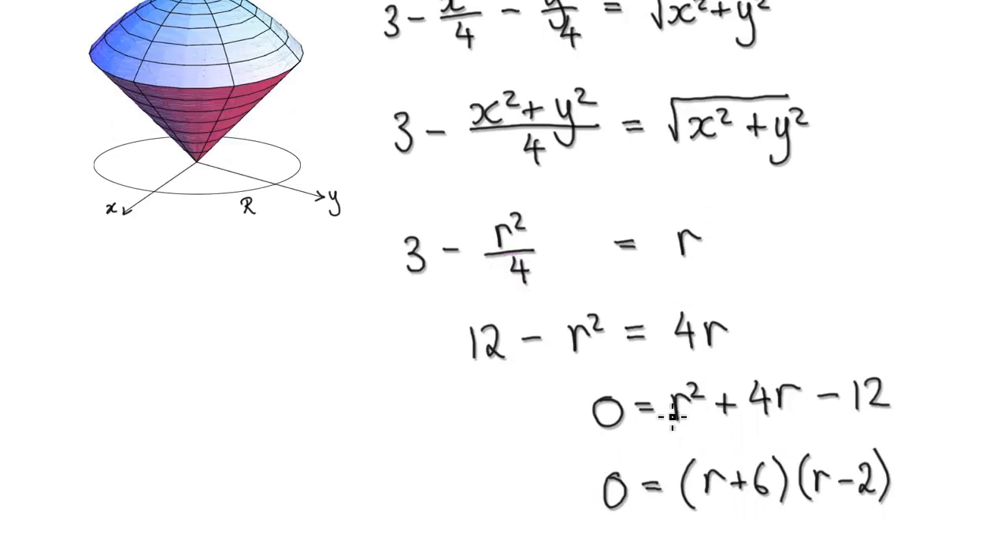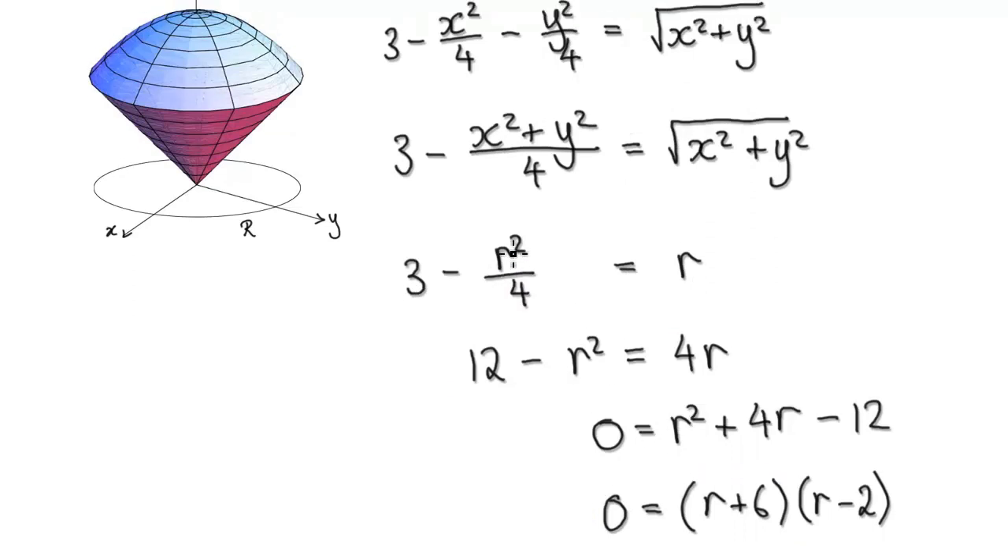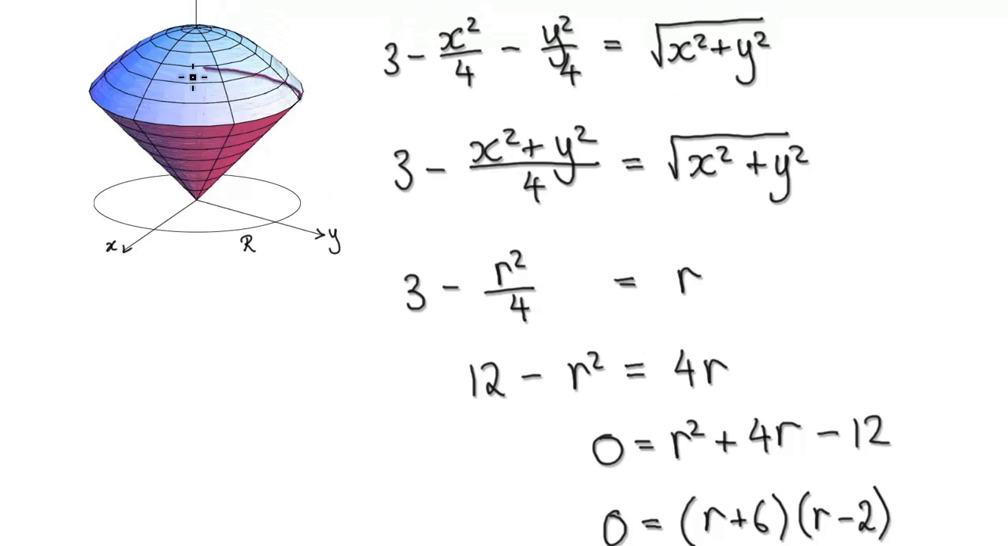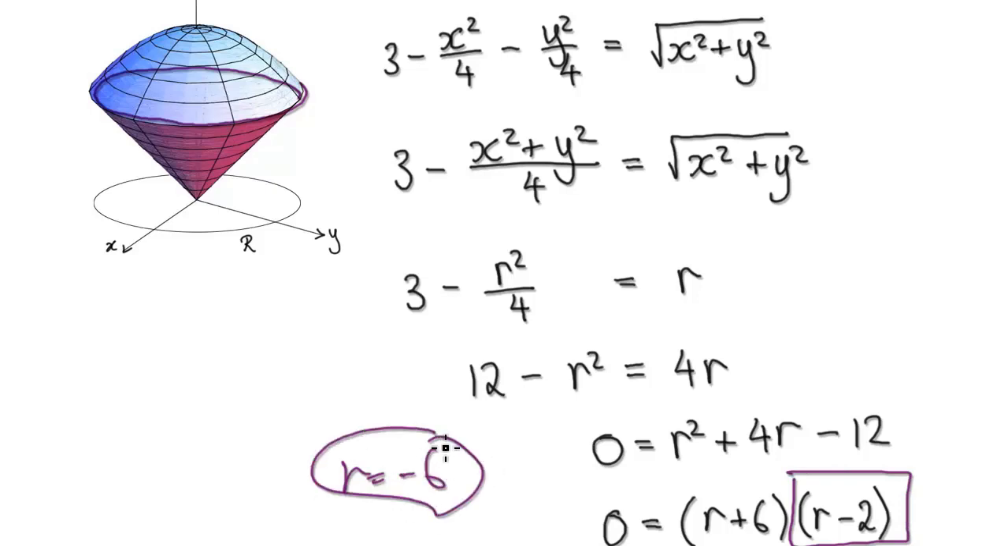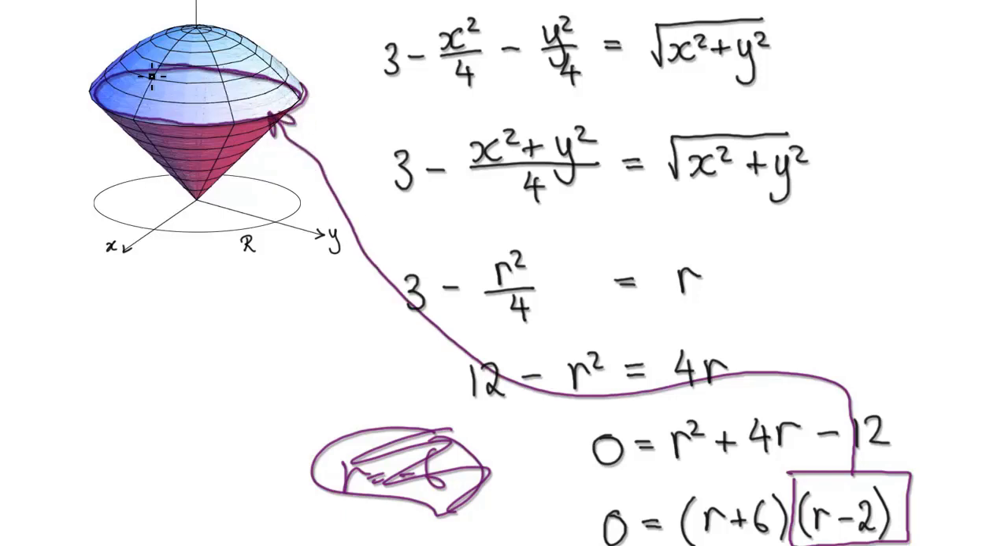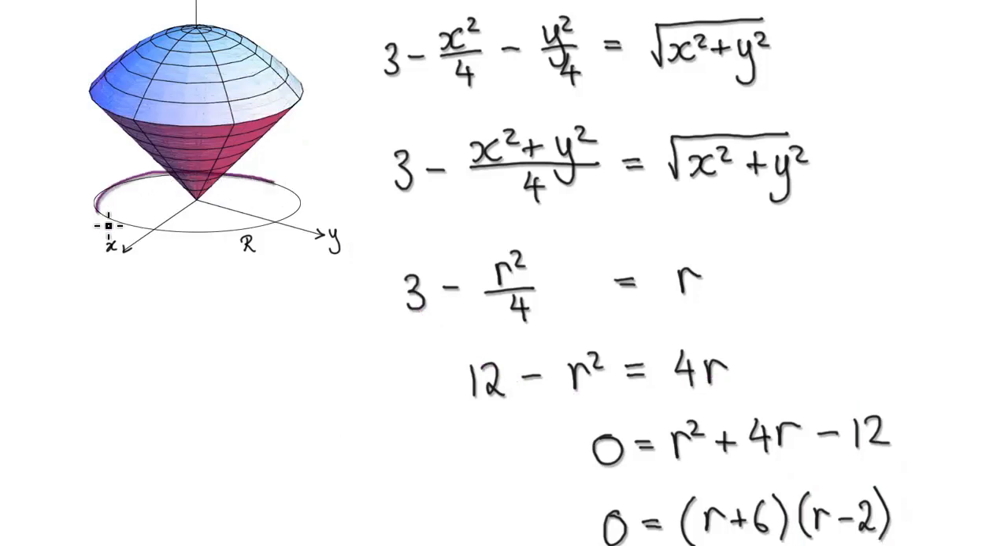What that means is the intersection of the two surfaces, in polar form, has a radius of 2. A radius of -6 is meaningless to us, so let's ignore that and concentrate on a radius of 2. The intersection of the two surfaces has a radius of 2, so this is a circle of radius 2. The equation of our region is really r equals 2, the radius always being equal to 2. That's the region in polar form.